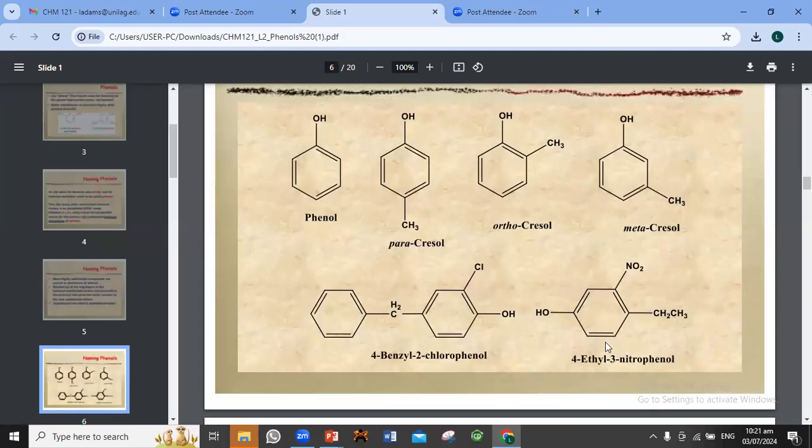The same thing here. This is a phenol compound, OH on benzene. This will be a substituent. This is another substituent. In the 3 position, you have a nitro. In the 4 position, you have an ethyl. But when you are going to name it, you have to arrange them alphabetically. The ethyl comes before the nitro. That's why it's a 4-ethyl-3-nitrophenol.